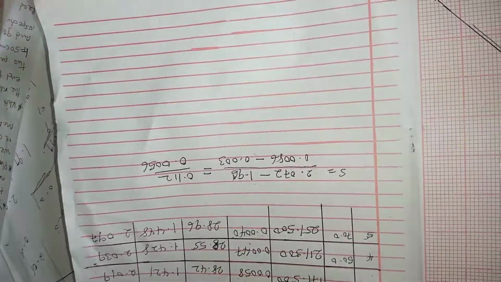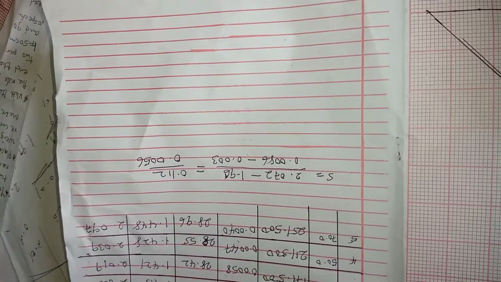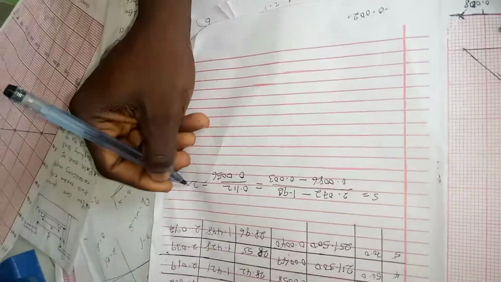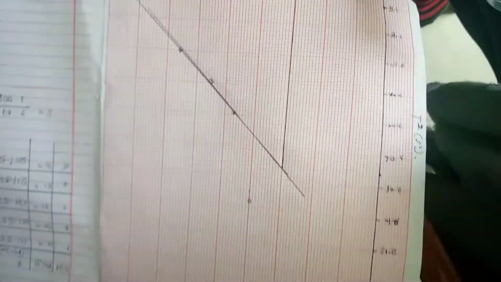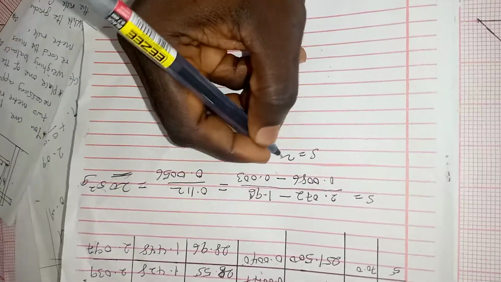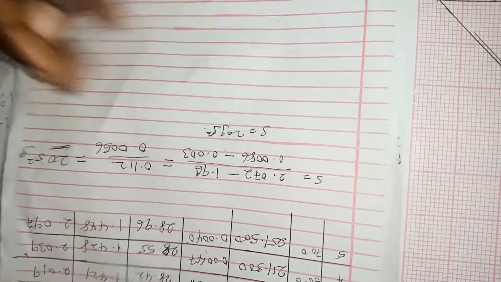So let me divide this. 0.112 divided by 0.0056 gives 20. So this is in seconds squared. So my slope is 20 g seconds squared. So I have that. So this is the slope of the graph.